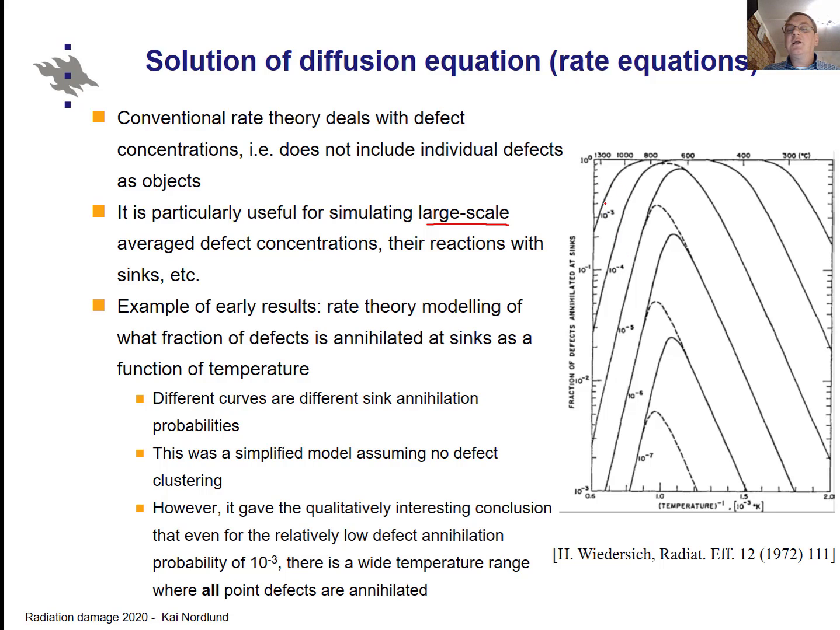And what this study showed by this rate equation modeling is that there was a relatively wide range of temperatures where all point defects could be annihilated at the sinks. Of course, if one would include defect clustering, the picture would be more complicated because some of the defects could first cluster with each other and so on. But this is something which modern rate theory modeling can include.